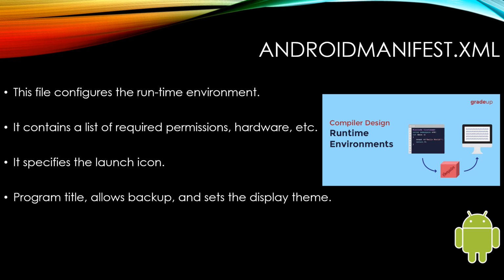The Android manifest.xml file is used to configure the runtime environment for the program on the Android. It contains a list of required permissions, hardware, and other various lists. It specifies the launch icon, the program title, allows backup, and sets the display theme. Importantly, for this program, it is also used to disable null NFC transfers and the screen orientation from changing.